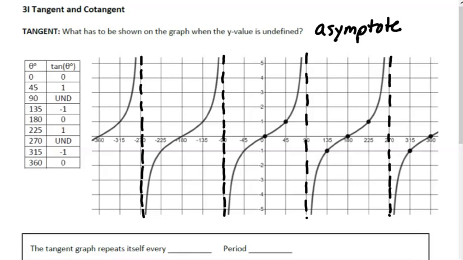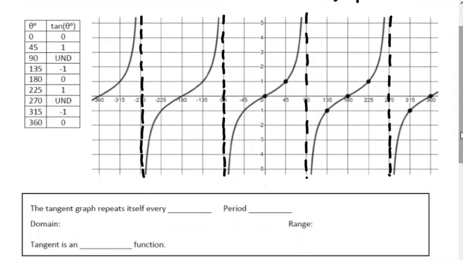Now let's talk about some features of the tangent graph. The tangent graph repeats itself every how often? Okay, the other two graphs were 360, but notice that this graph actually has an entire section between negative 90 and 90, between 90 and 270. So this is only a distance of 180 degrees from here to here. So the tangent graph actually repeats itself every 180 degrees. It has a period of 180, which is different than that of sine and cosine.